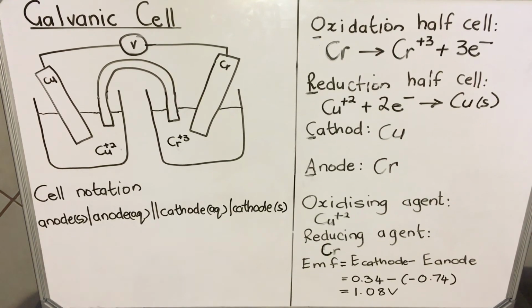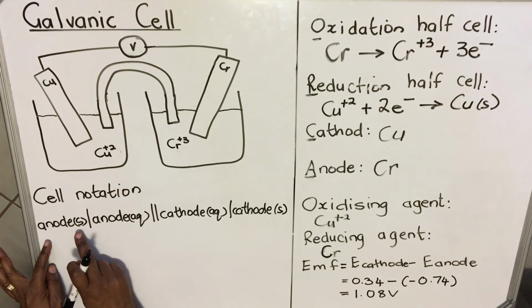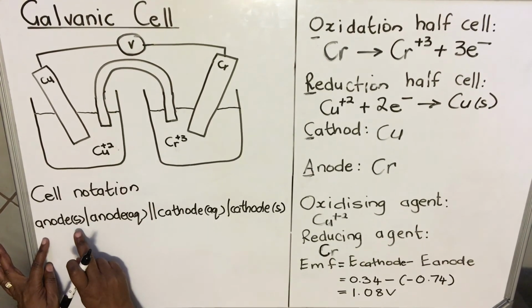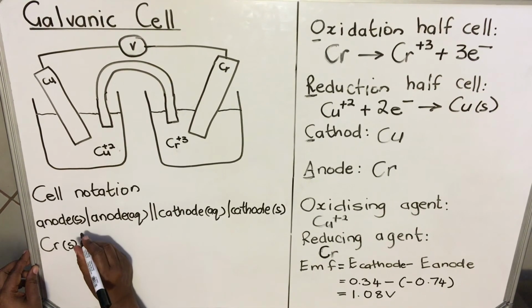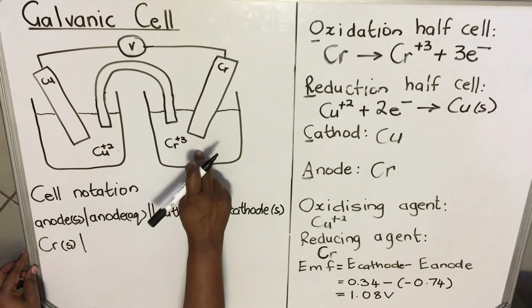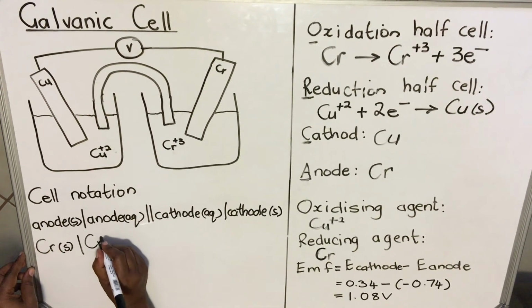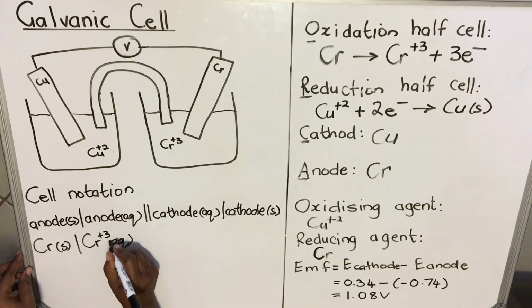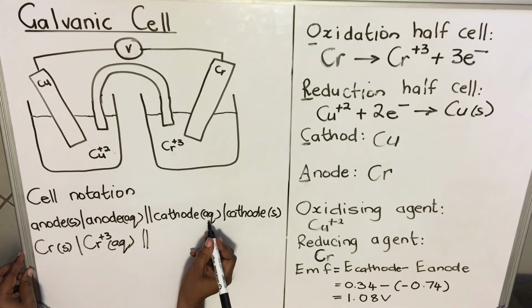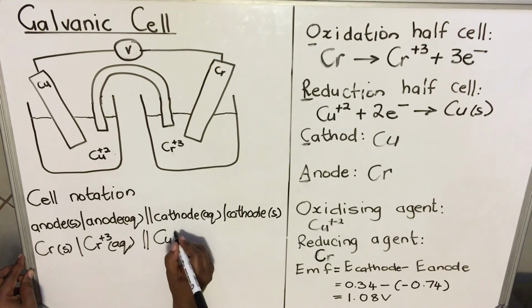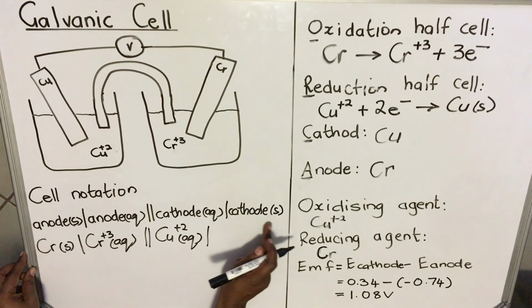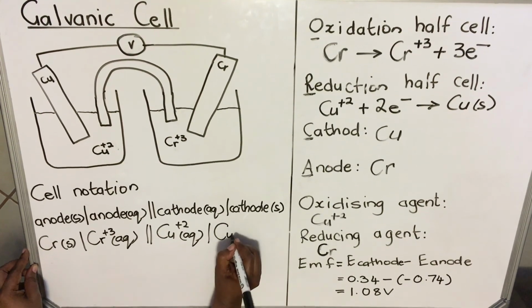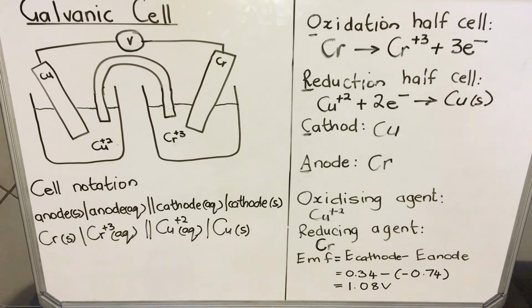Okay, let's look at the last one. If you are asked for a cell notation, you're going to write the anode solid. Here our anode solid is Cr. Then we have to write the phase as well, and then the anode in the aqueous solution, so it's Cr plus 3, and then we write aqueous. Then this is the salt bridge. The cathode in the aqueous solution is copper plus 2. You have to write aqueous, and then the cathode solid is copper, then you write the S. This is how you write the cell notation.